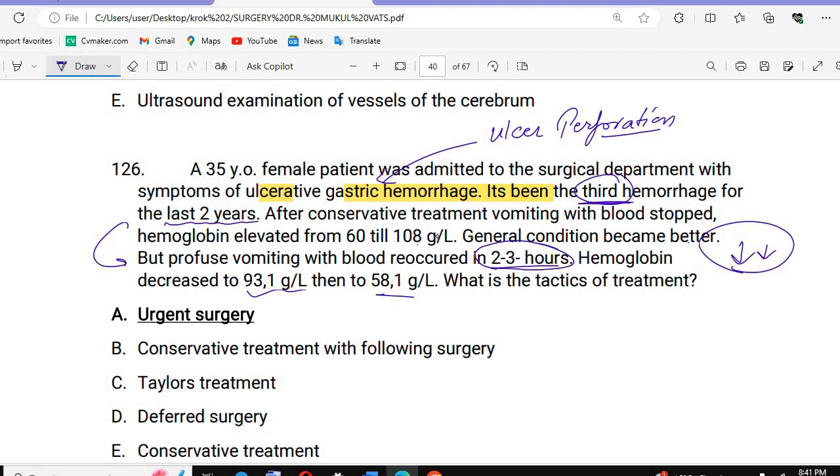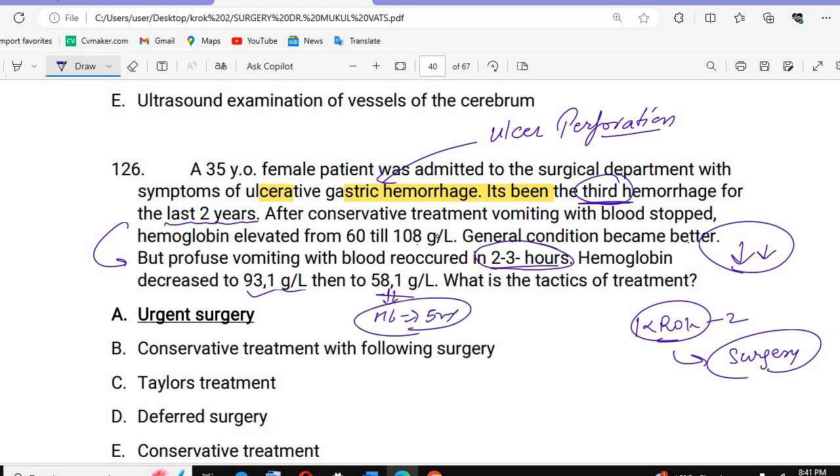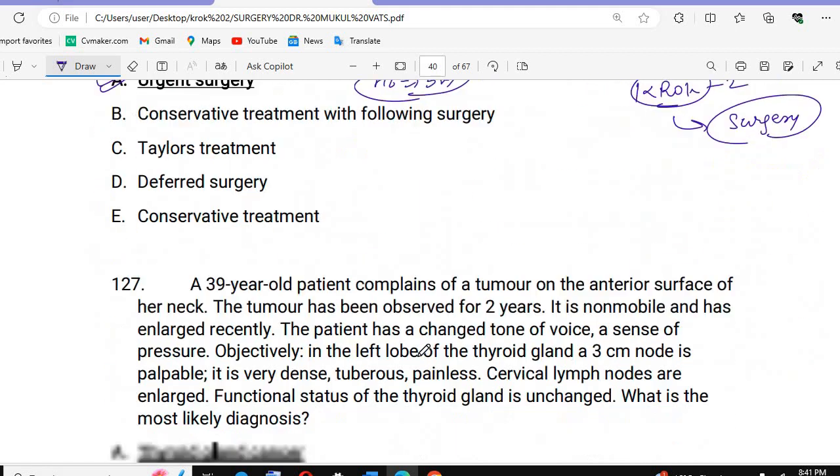what we need to do, of course, is what I told you in the Krok 2 questions: most of the time you will get surgery as the option. Most of the times if you don't know anything, mark surgery. And this patient is having a gastric hemorrhage, and now you can see the hemoglobin is just 5 milligrams. That's why we need to go for urgent surgery. Okay.